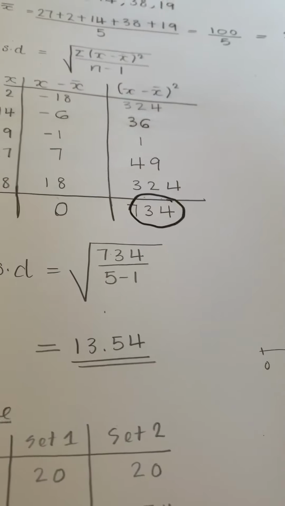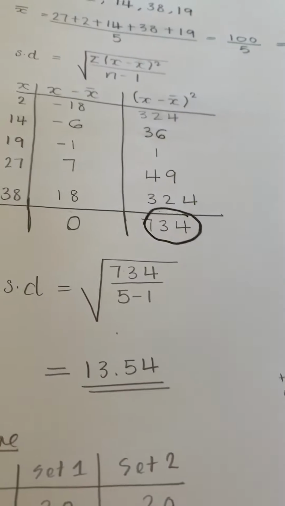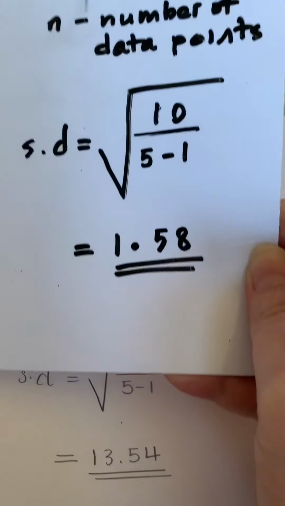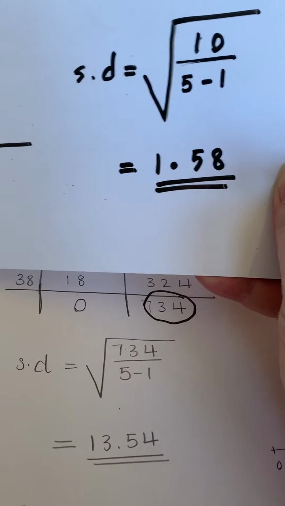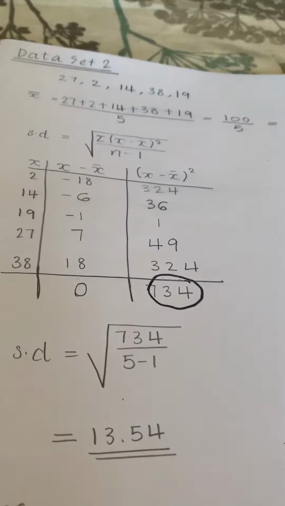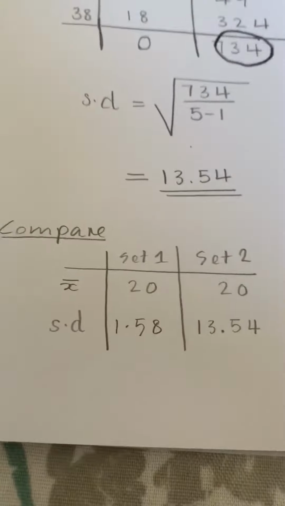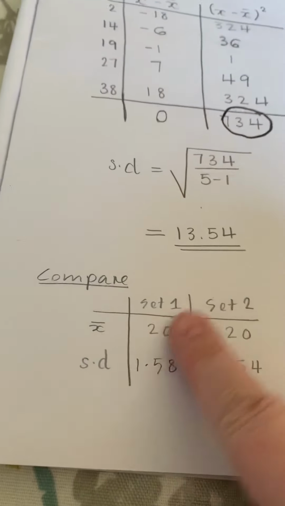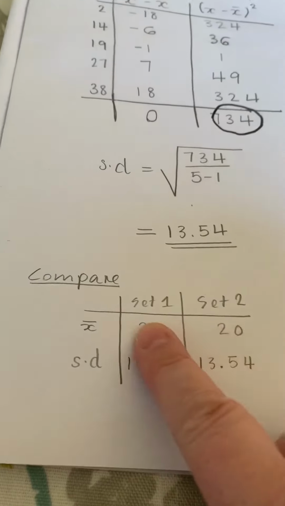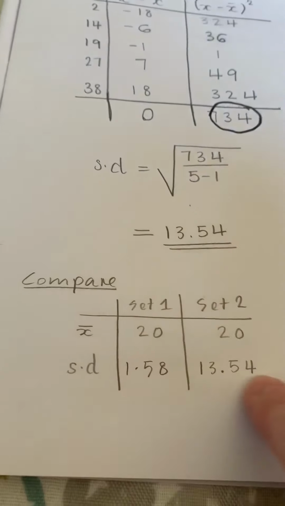And I was just then briefly going to talk to you about the difference here. So you can see our standard deviation for this was 1.58, and our standard deviation for this set is a much bigger number of 13.54. And I've written this down here, just if you want to compare them. Here's our set 1. I've made it so that they've got the same mean, and yet the standard deviation is vastly different.